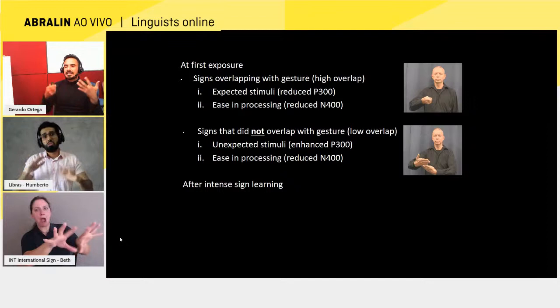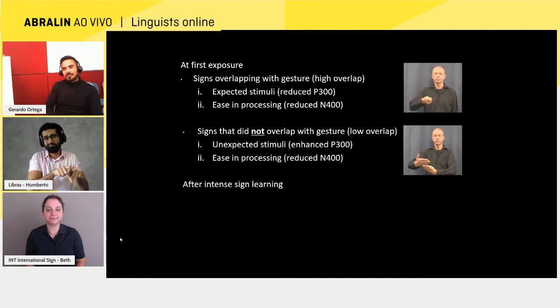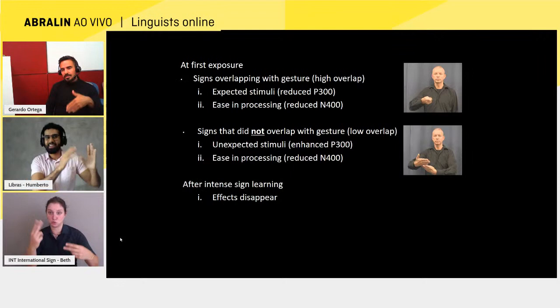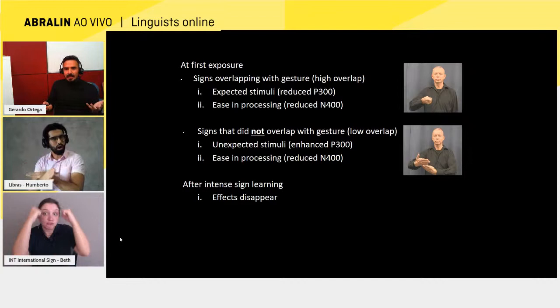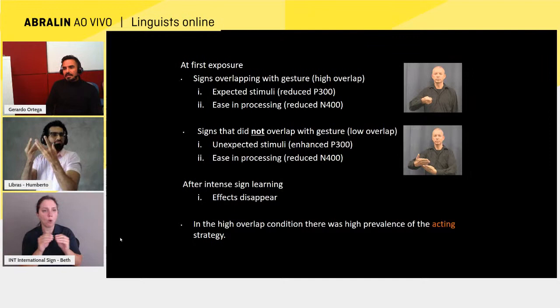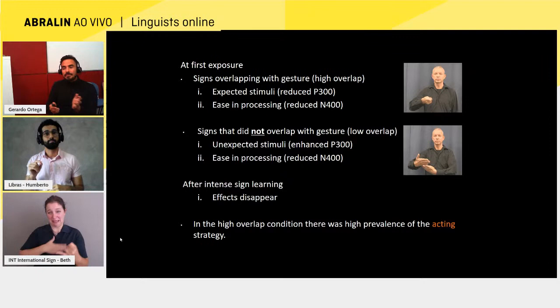And now when we look at the results after intense sign learning, we find that the effects disappear. When our participants learned the signs, we found that there was no longer an unexpected result here. And finally, one thing that is really important, and I'm going to keep coming back to this point, is that in the high overlap condition, we find that there is a higher prevalence of the acting strategy.